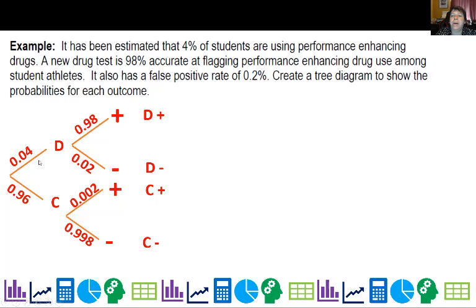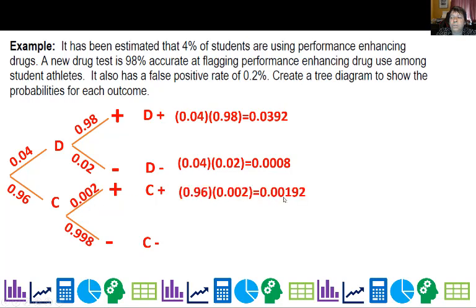So we can go ahead and calculate all of these probabilities by multiplying the branches. So drug and positive, I'm going to multiply the 0.04 times the 0.98, and there's my product. They're taking drugs and they get a false negative. That would be 0.04 times 0.02, so it's less than 0.08%, so it's very small. 0.96 times 0.002, so there's almost a 0.2% chance that someone who's clean is clean and gets a positive drug test.